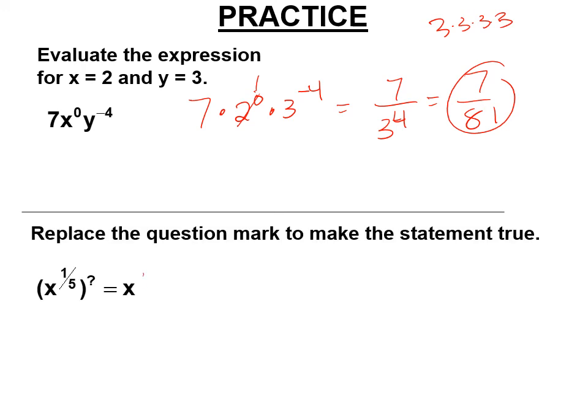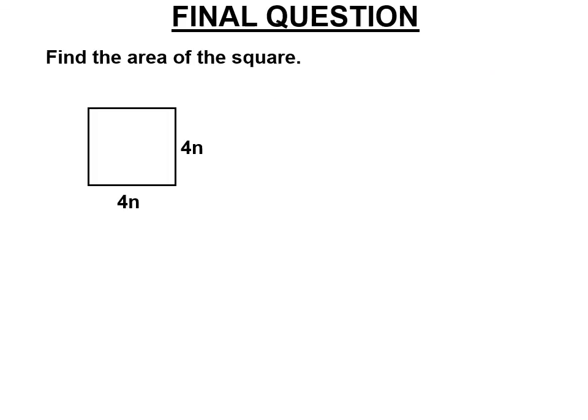What will make this a 1? 1/5 times blank will equal 1. The question mark must be 5. What's the area of that? Well, 4n times 4n is 16n squared, right?